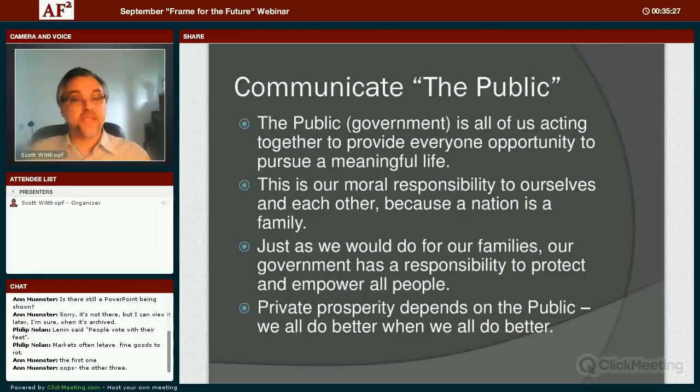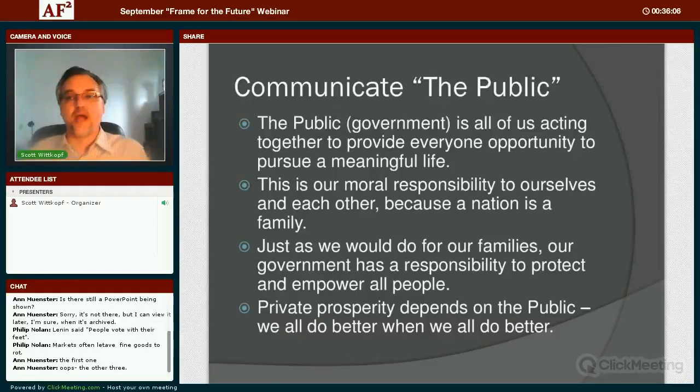Because just as you would do for your family, we have the responsibility to protect and empower all people in our family, our nation. Because in your family, look, if you had a brother or sister that lost their job, got laid off, would you turn your back on them? Would you kick them to the curb? No. You would have them over for dinner a couple nights a week. You would watch their kids and help out with their kids if they have to go work an odd shift job or go out for an important interview or something like that. There's all sorts of examples like this.